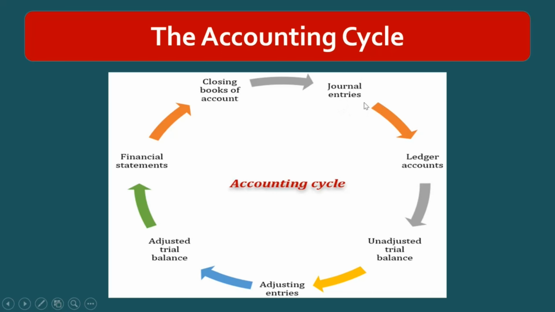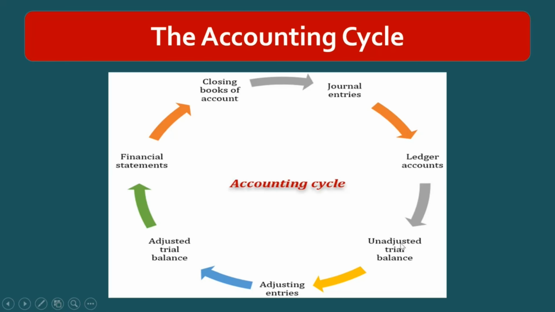This entry will then transfer all the debits and credits to the particular ledger accounts. Suppose we have purchased a furniture and we pass the journal entry, purchase the furniture on cash. Then we will give debit to the furniture, our asset will increase, and we will give credit to the cash. So this debit and credit for furniture and cash will transfer to the ledger accounts.